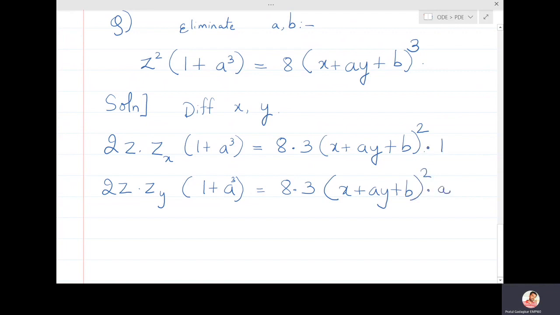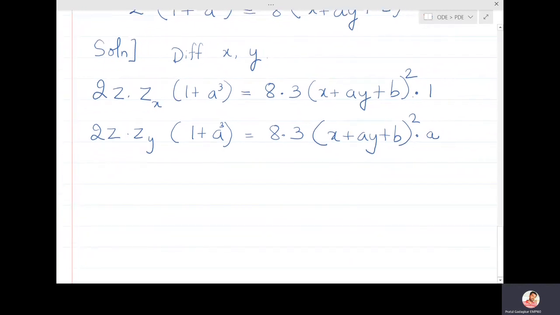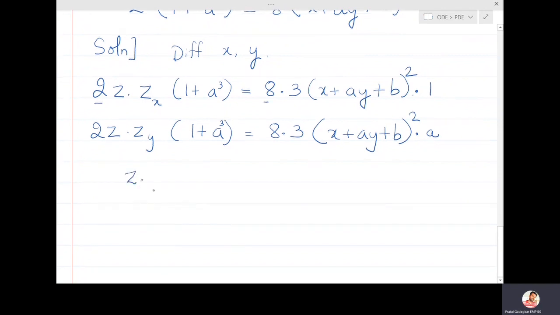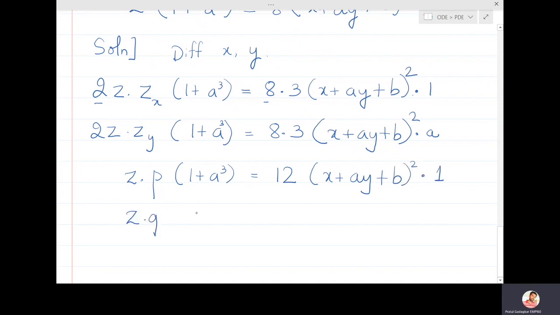Now here there is a 1 and here there is an a, so we will do the same trick as in the previous problem. Before that, let me simplify a little. Cancelling the 2 with the 8, I get z into p, because zx is p, into (1 plus a cubed) is equal to 12 into (x plus ay plus b) whole squared. I'm purposely writing the 1 here, and the other equation is z into q into (1 plus a cubed) is equal to 12 into (x plus ay plus b) squared into a.